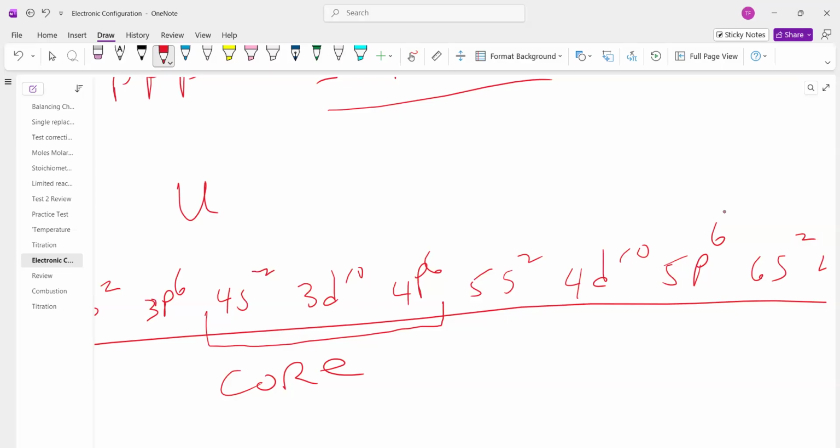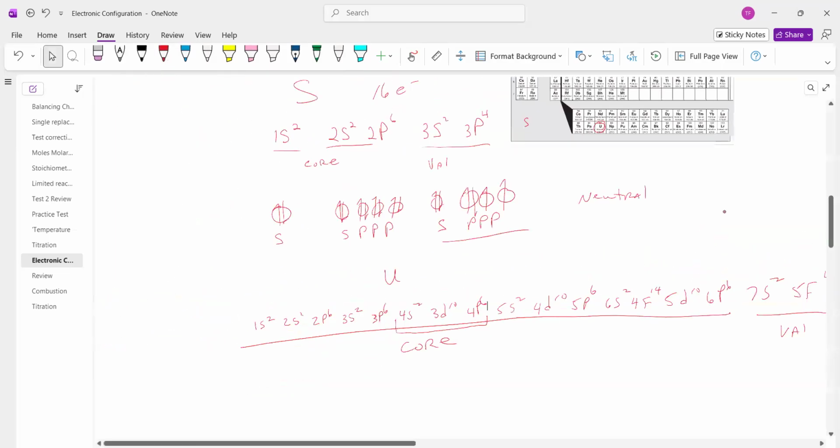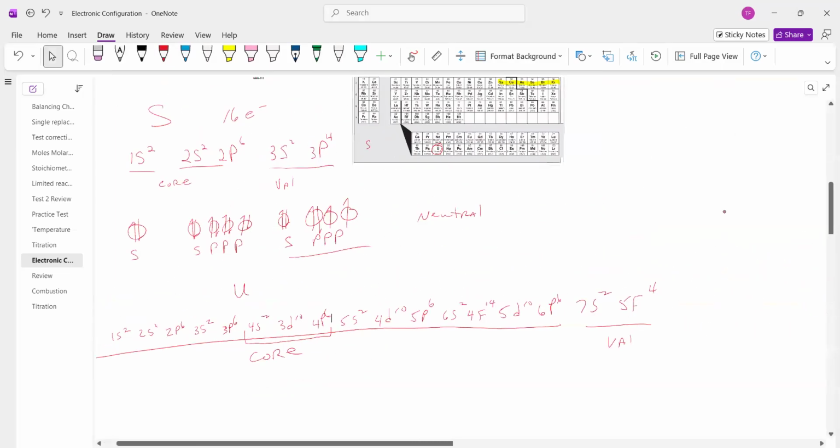All right, we're not doing Fs in here. I just wanted to show you uranium though, because we have to account for all 92 of those electrons. So if we were to add up all the superscripts, they're going to add up to 92. You have to account for all 92 electrons. All right. Now there's 2 ways to write this electronic configuration.